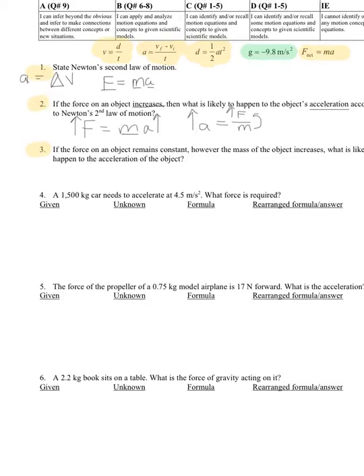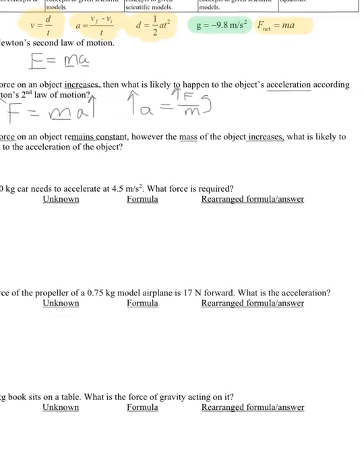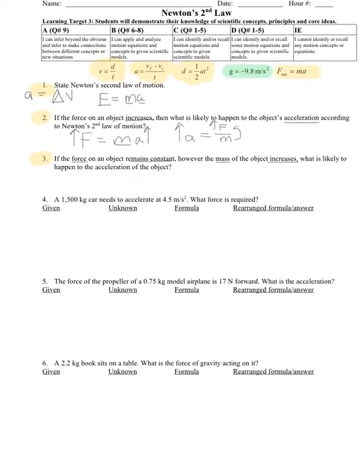If the force on an object remains the same, so if our force remains constant, or F doesn't change, however, the mass of the object increases, what is likely to happen to the acceleration of the object? So again, one of those logical ways of thinking about this: if I have an object and I'm pushing on it, and then all of a sudden it doubles in size, does the object move just as fast? Does it increase in speed, or does it slow down? Well, if it's bigger, it probably weighs more, which means it's harder to push, which means it's not moving as fast. And so that reasoning follows.